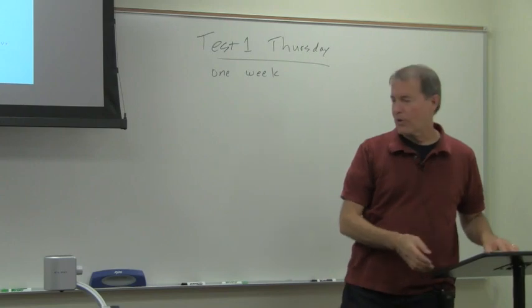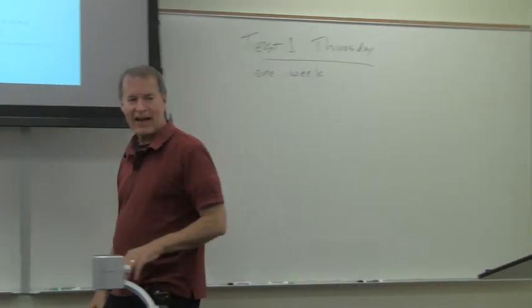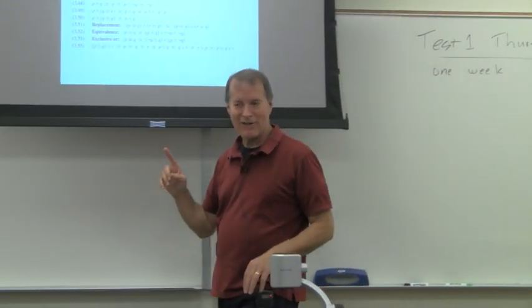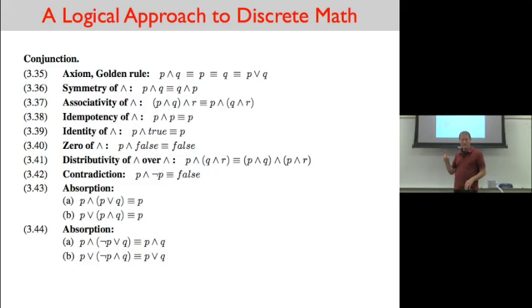Okay, I've got one more cartoon for you. Now, what does the golden rule do? It changes from or to and. Yes, the golden rule is what connects conjunction with disjunction. So now that we know about or and and, I have a question.